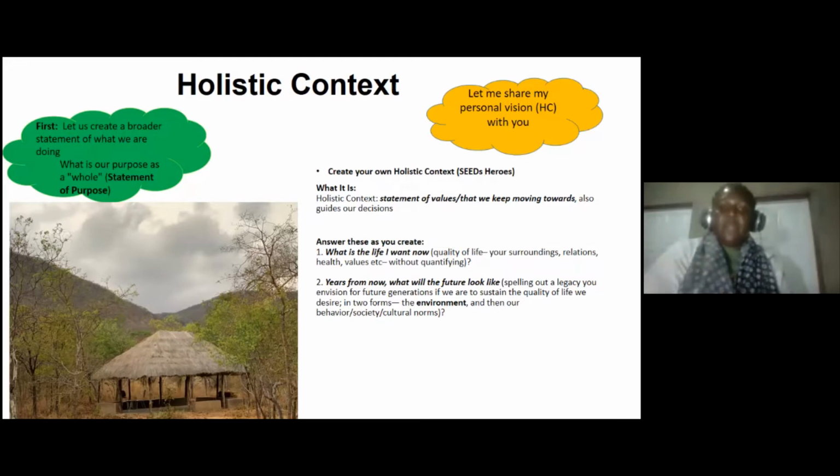And then number 2, what we call the future resource space. We ask, years from now, what will the future look like? Now you're spelling out a legacy you envision for your future generations if you were to sustain the quality of life that you have now. This is in 2 forms, the environment and then your behavior. Your behavior is like the society or cultural norms or forms that you want to adopt for you to continuously sustain this quality of life.